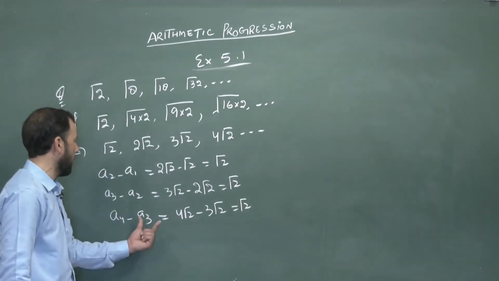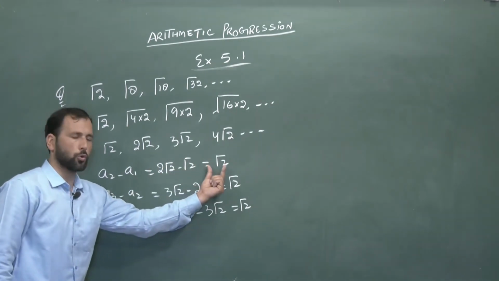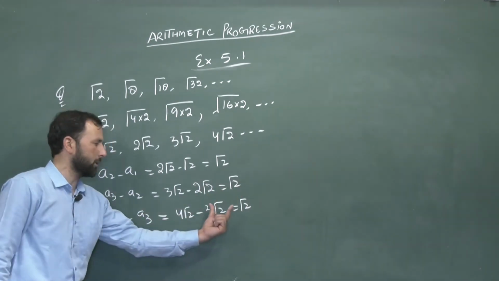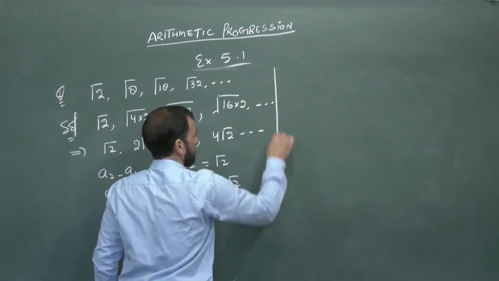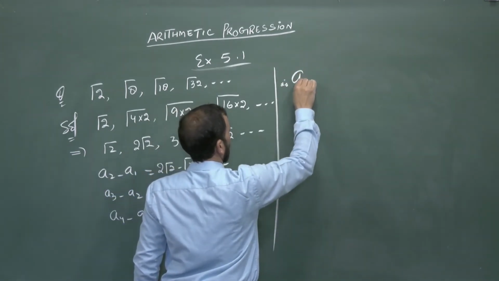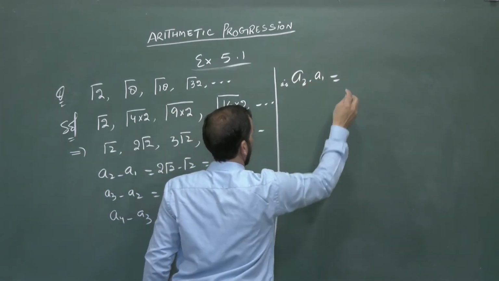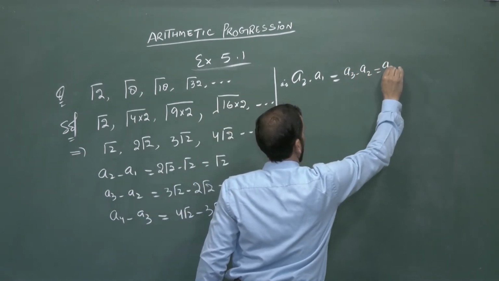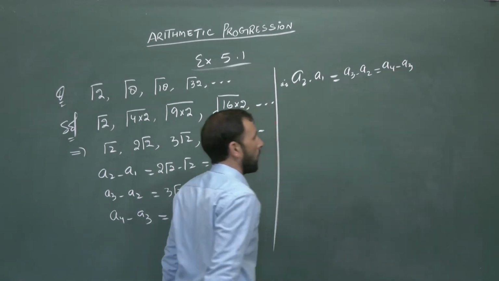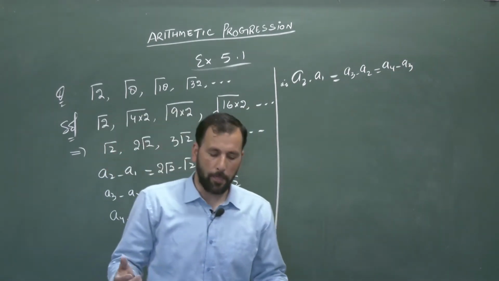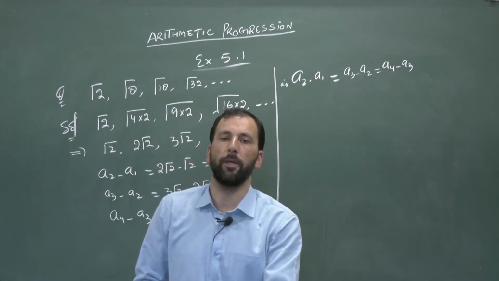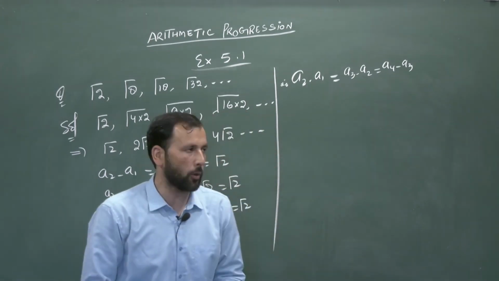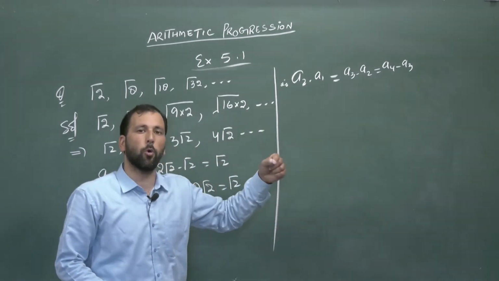So here we observe that a2 minus a1 is equal to square root 2, a3 minus a2 is also square root 2, and a4 minus a3 is equal to square root 2. Therefore, a2 minus a1 is equal to a3 minus a2, which is equal to a4 minus a3. So when the common difference is the same everywhere, then the given list of numbers is said to be an arithmetic progression. So when this given list of numbers is an arithmetic progression, find the next 3 more terms.